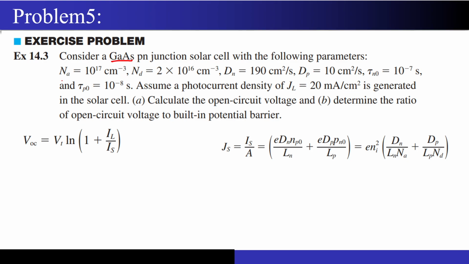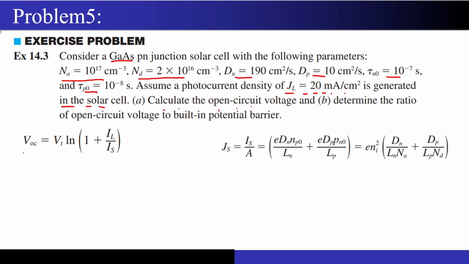Na is equal to 10 to the power 17, Nd is 2 into 10 to the power 16. The diffusion coefficients have been given to me. The tau n has also been given and tau p has also been given to me. Assume a photocurrent density of JL equal to 20 milliampere per centimeter square is generated in the solar cell. And who is responsible for generating it? I am shining some light, maybe sunlight or something. So now calculate the open circuit voltage.